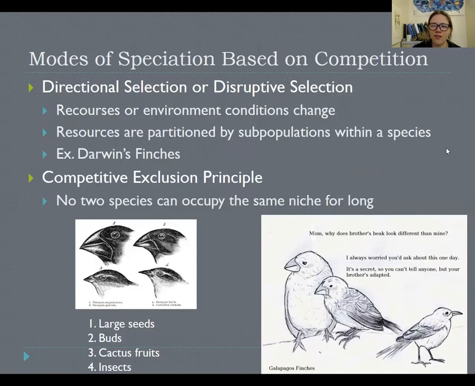So another important idea in the context of competition and natural selection is something that's called the competitive exclusion principle. And this principle says that no species can occupy the exact same niche for long. So basically, if you have two species that are living in the exact same place and trying to access the exact same resource in the exact same way, there's always one that's going to be doing it better than the other. There's always competition that's taking place.